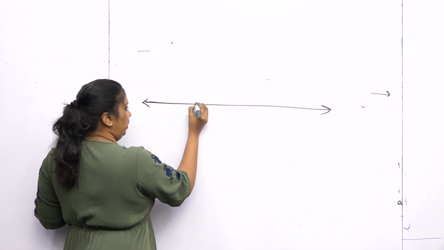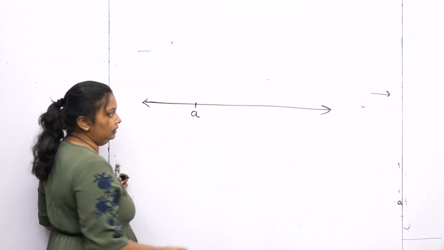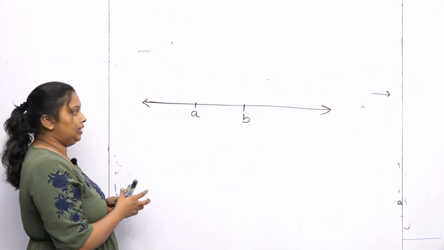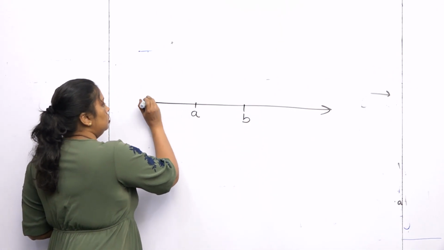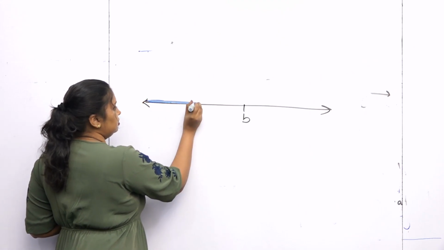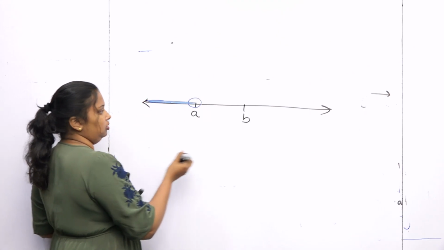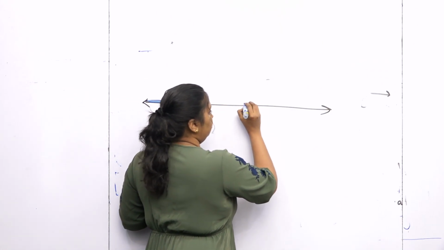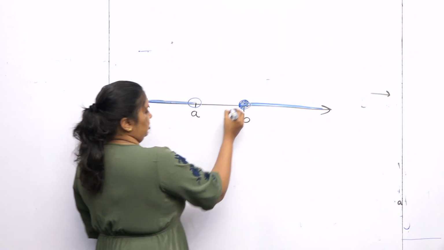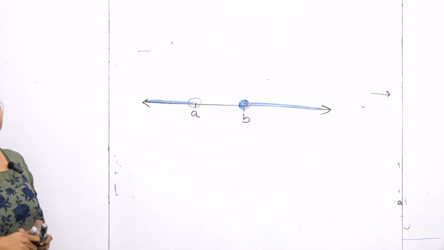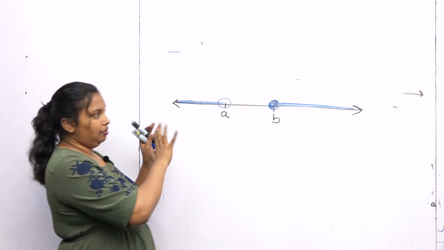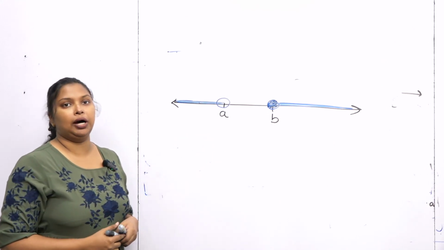Here you have a value a, and you have a value b here. Then I will shade this region. I will shade this, and from here to here. And I will shade this circle. So how to write this one? How do we write what I have shaded as an inequality? How to represent this shaded part?